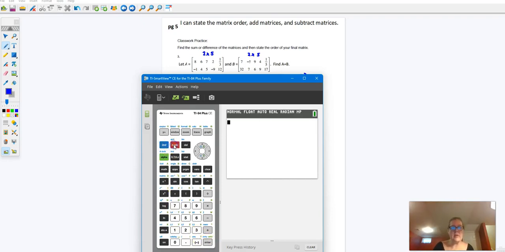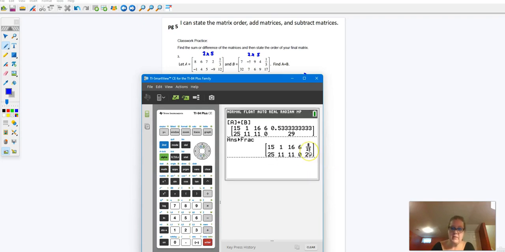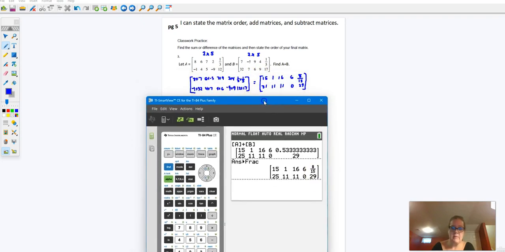I'm going to go back to my home screen here, and I'm going to go to matrix, so second x inverse. Under names, I'm going to pick A and add to that, second x inverse, matrix B. And it's going to give me a decimal, and it's an ugly decimal, and I don't want that. If it was a terminating decimal, it's okay, you can keep it. But if it's non-terminating, you can't leave it like that. So same thing we did before. You go to math, enter, enter, and it gives us the same answer we had here, that 8/15. You see all those answers.